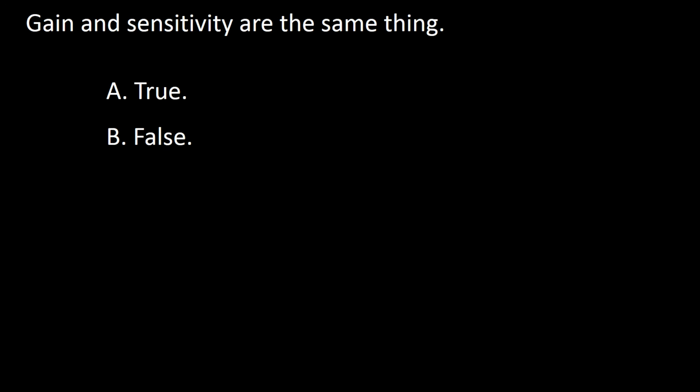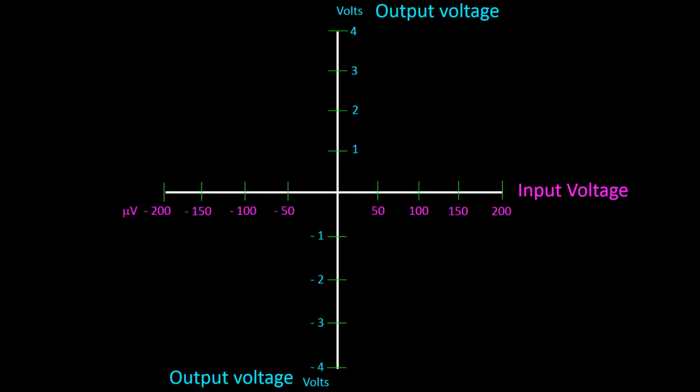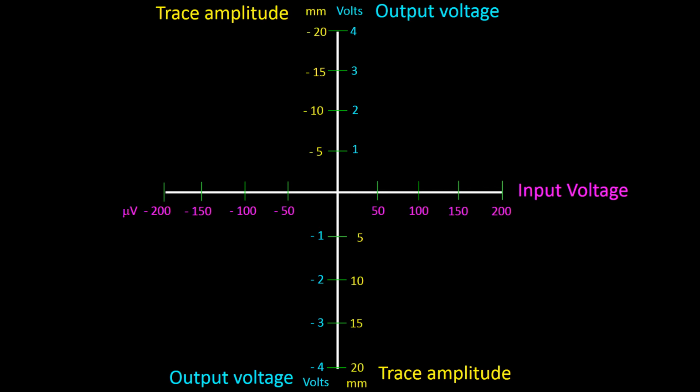Next question. Gain and sensitivity are the same thing. A true, B false. To answer this question, I will go back to the chart that we used to answer the last question, but I will add one more element. That element is trace amplitude. Trace amplitude refers to the vertical displacement of a signal as a result of voltage, which I have introduced to this figure using yellow script.